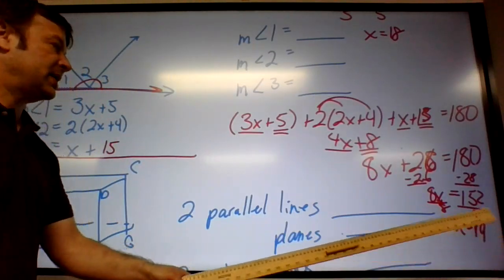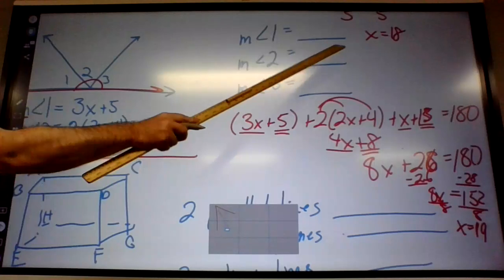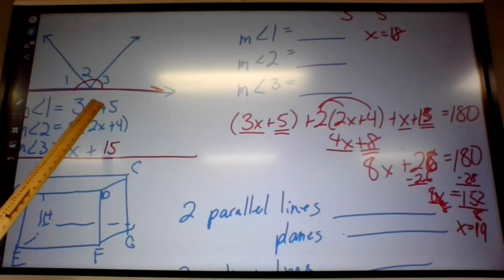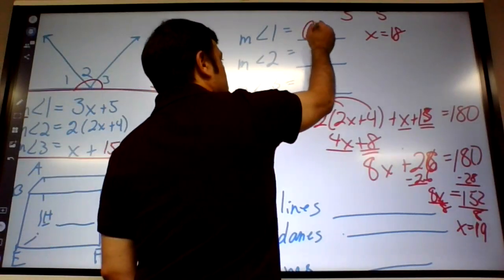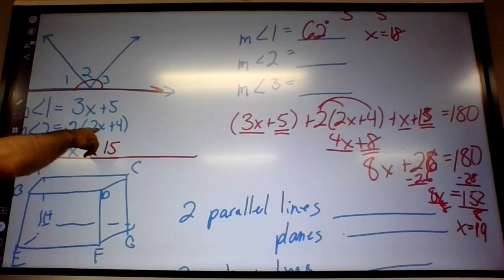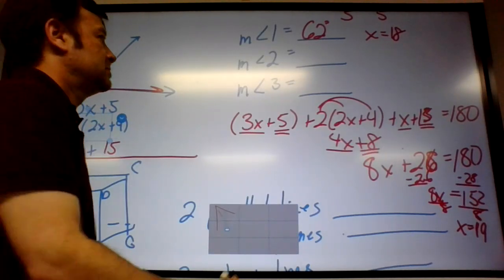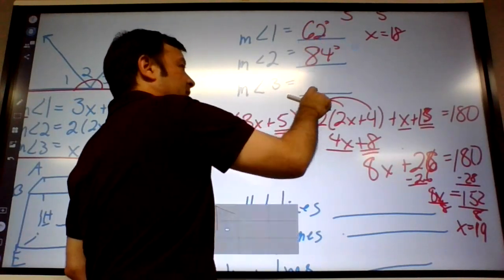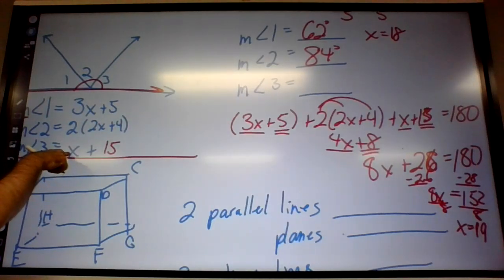once you get x, you need to plug it back in here to find angles 1, 2, and 3. So if x is 19, 3 times 19 plus 5 is 57, plus 5 is 62. And 19 times 2 is 38, plus 4 is 42, times 2. You could do 180 minus those two to find that. Or, put it right here, 19 plus 15.